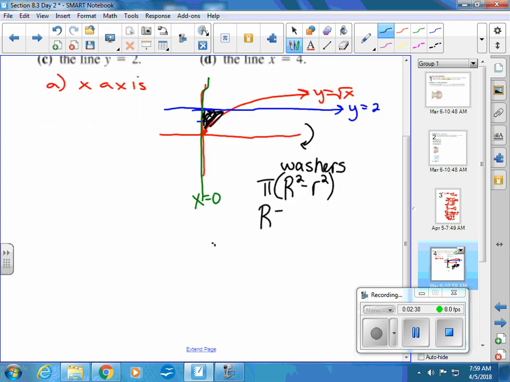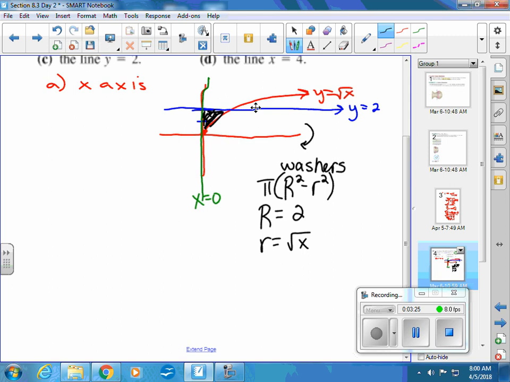So I have to identify what would big R and what would little r be. Okay. Big R is whatever's furthest away from the x-axis. So which of these graphs is furthest from the x-axis? What do you think? Y equals 2 or y equals square root of x? Y equals 2. This blue line is further away than what the red part is, right? So y equals 2. So we can just put the 2. We don't need the y equals there. Our little r is what's closest to the x-axis, since our x-axis is what we're going around. So that would be the square root of x, right?